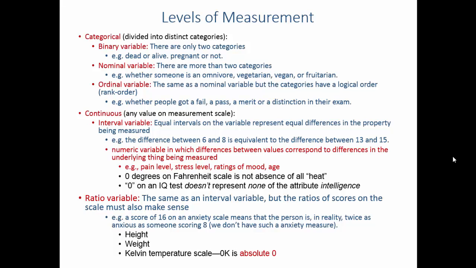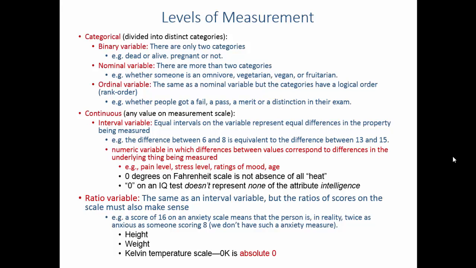The big thing that distinguishes between interval variables and ratio variables is that a ratio variable has a true 0 point, whereas 0 on the scale really means none of the underlying property being measured. I gave the example of reaction time earlier. Time is a good example, because the 0 point on a time scale means no time at all, no time passed. So that would be ratio.